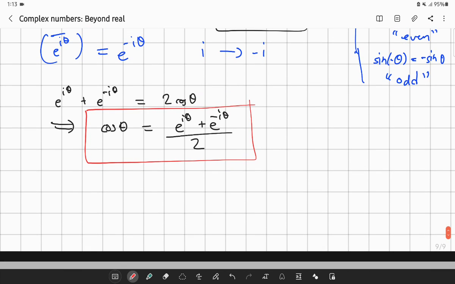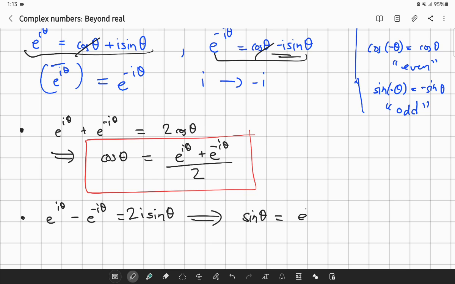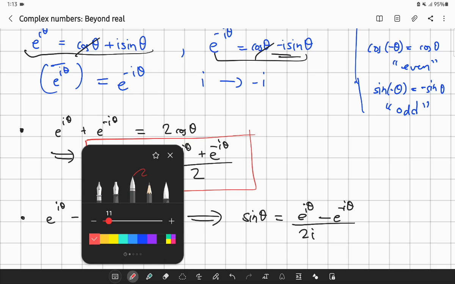Now we've added the two exponentials. Now let's subtract them and see what happens. We get e raised to i theta minus e raised to minus i theta. So cosine gets cancelled this time, since cosine minus cosine is 0, and sine gets added up: i sine theta minus minus i sine theta, which will give me 2 times i sine theta. So from this I can say that sine theta is going to be e raised to i theta minus e raised to minus i theta, the entire thing divided by 2i. This is our other relation.